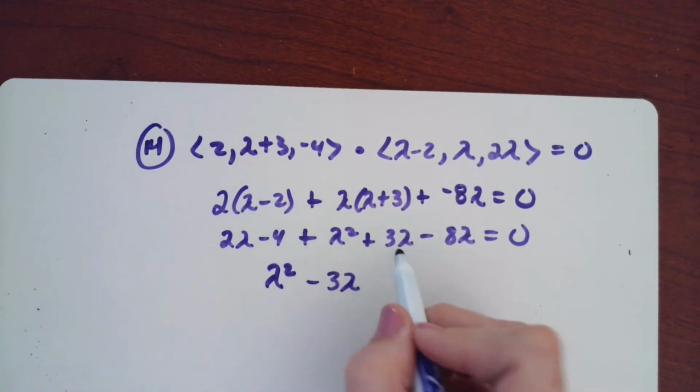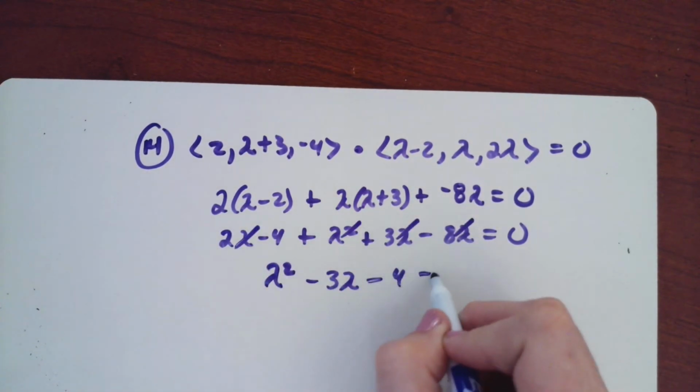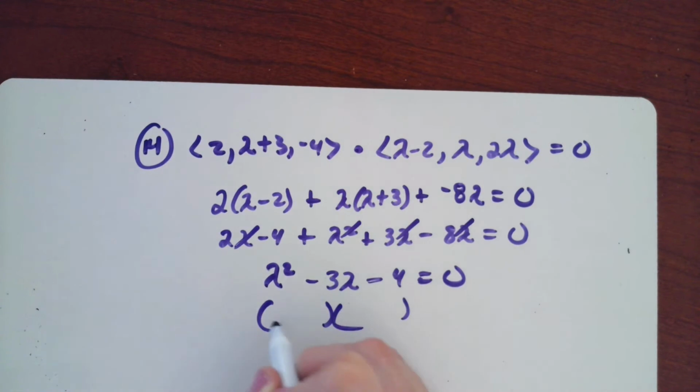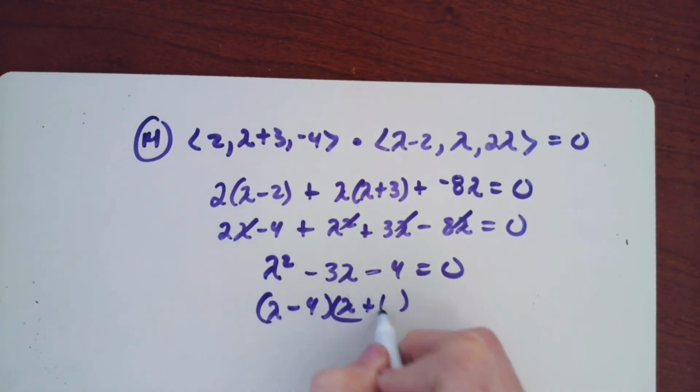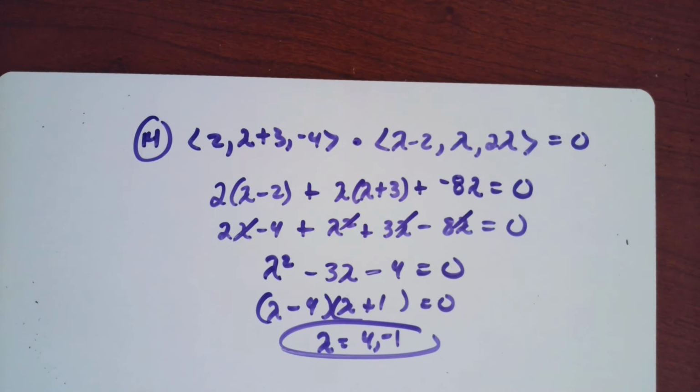And so then I have plus, oops, so this is gone, that's gone, that's gone. All right, so minus 4. All right, you factor that up. So I get minus 4 and plus 1 to make that happen. So lambda has to be 4 or negative 1. So I get two solutions.